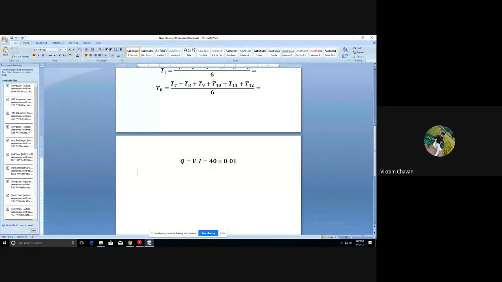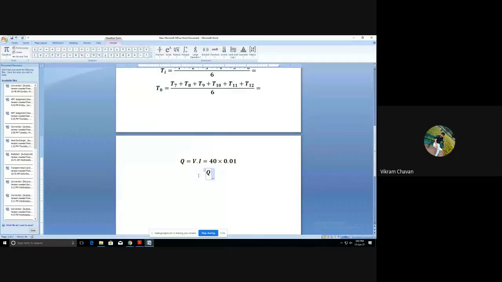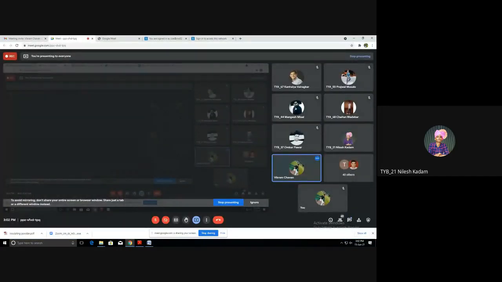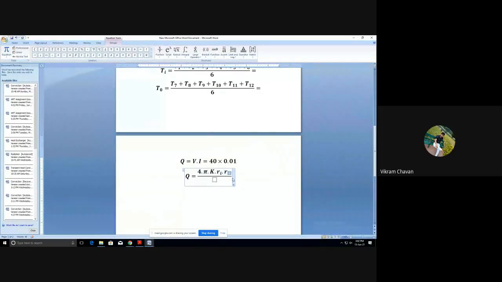Okay, then also we know that Q is equal to 4 pi k multiplied by Ri multiplied by R naught multiplied by Ti minus T naught, divided by R naught minus Ri.